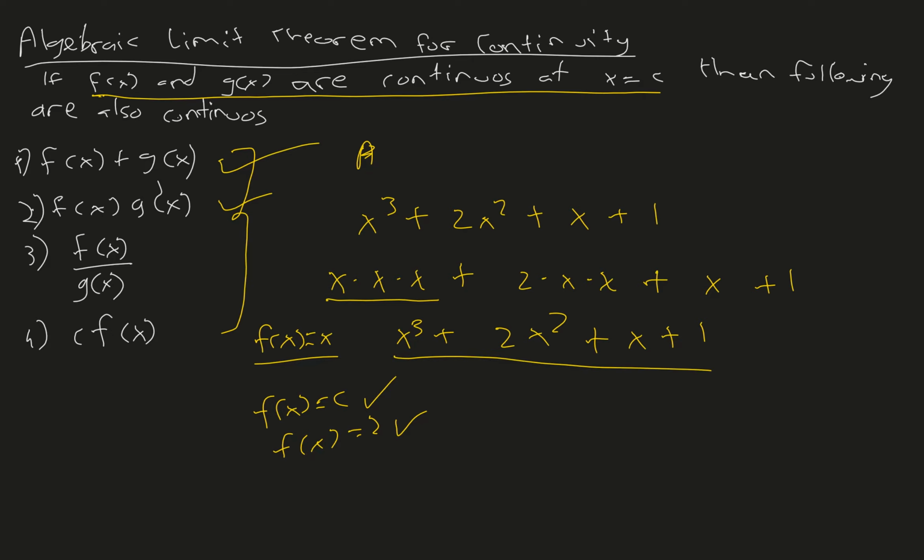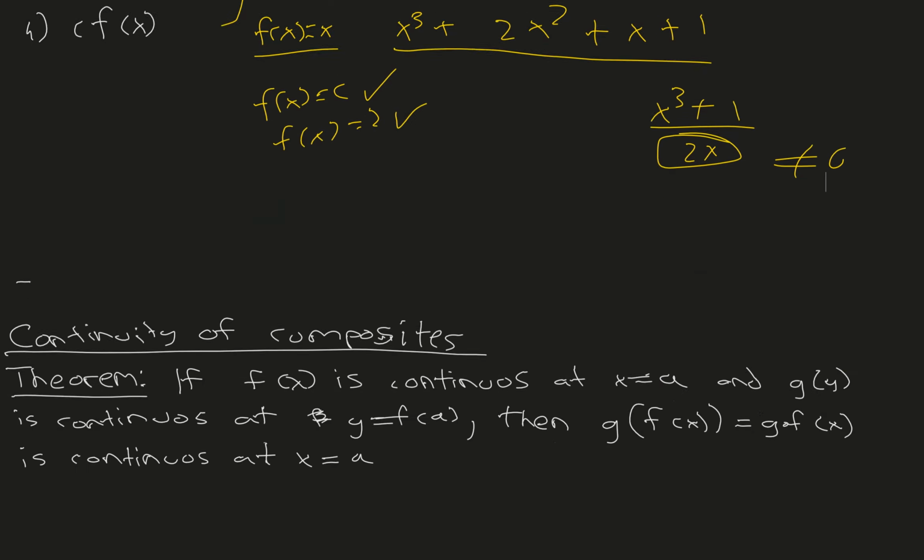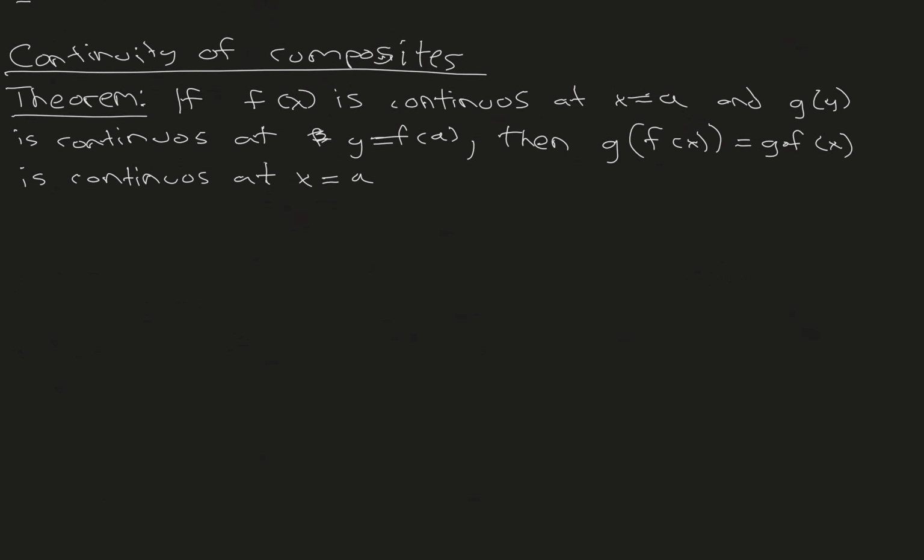So all polynomials such as these are always continuous, and so are any rational functions such as x cubed plus 1 over 2x, as long as the denominator is never equal to 0. So we have a pretty useful theorem right there.